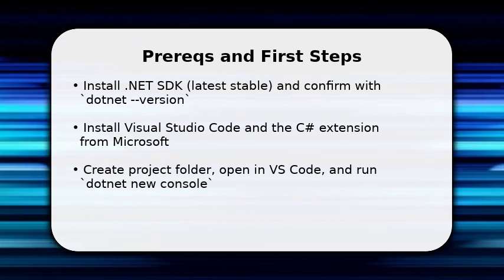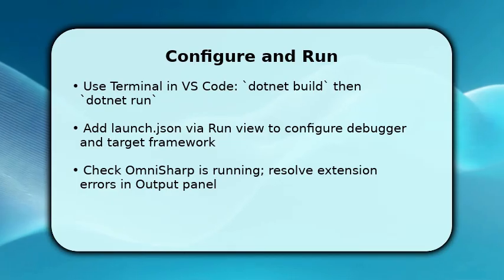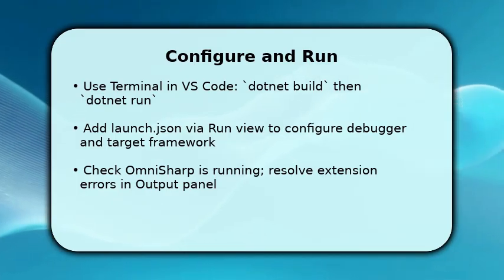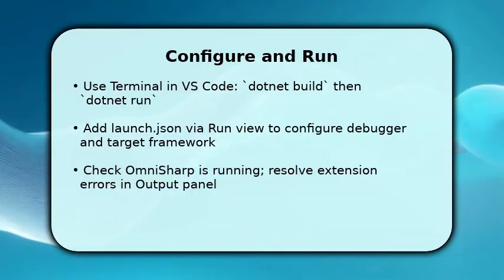Next, build and execute. Open the integrated terminal and run dotnet build to compile, then dotnet run to execute. You'll see console output immediately. To debug, open the Run view and add a launch.json, choose .NET Core and confirm the program and args.